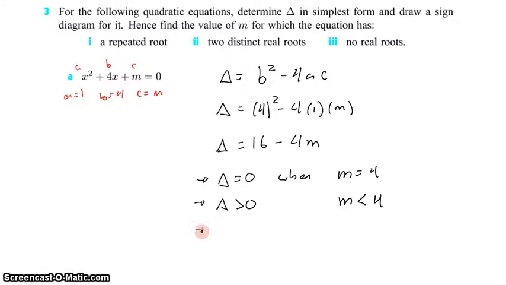And finally, the discriminant is less than 0 when m is greater than 4. So if m is greater than 4, we have a number bigger than 16. 16 take a number bigger than 16 is a negative number.